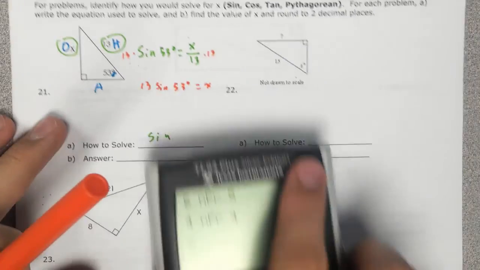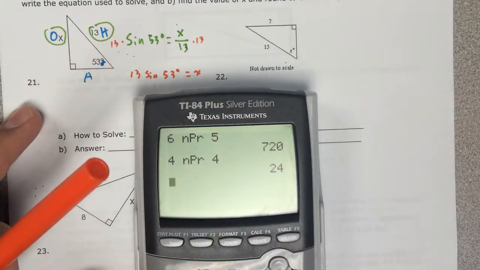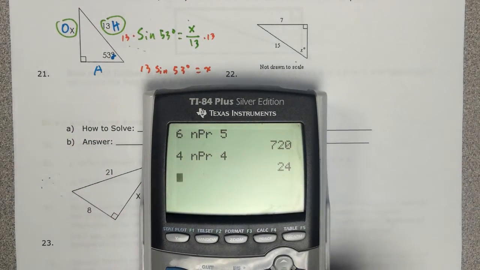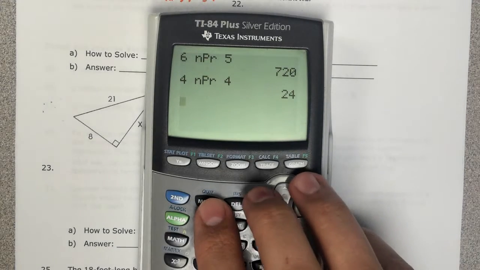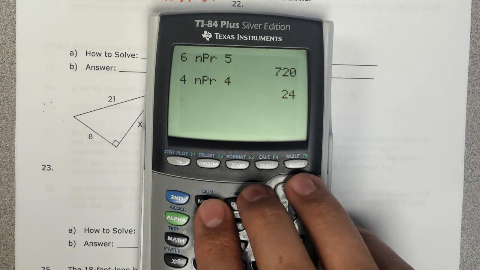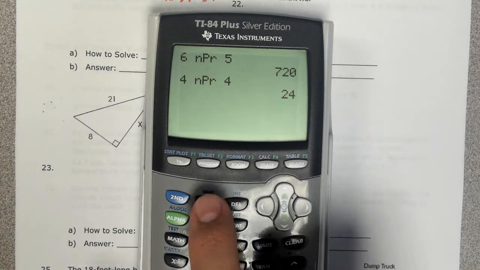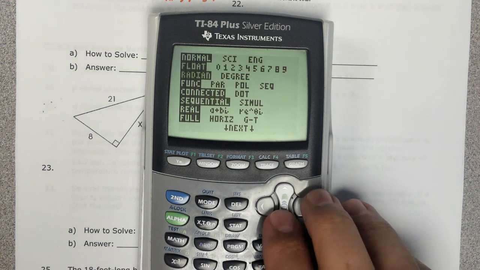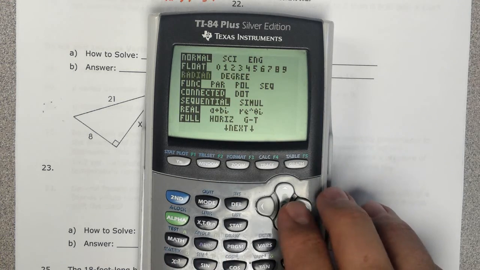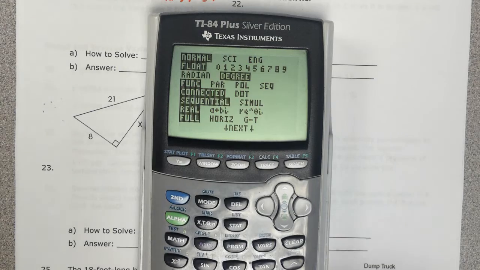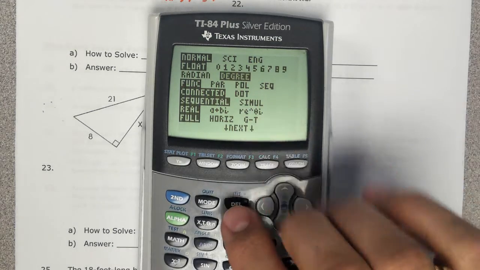To plug that in the calculator, since we're doing degrees, you have to make sure your calculator's in degree mode. If you don't put it in degree mode, it's not going to work. So there's a mode button. It says radians and degrees, go to degrees. It's in degree mode now.